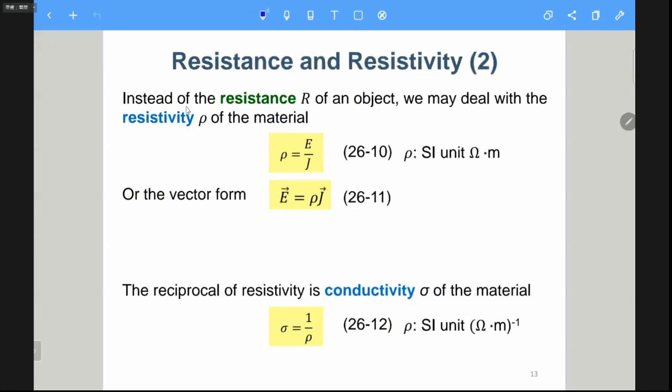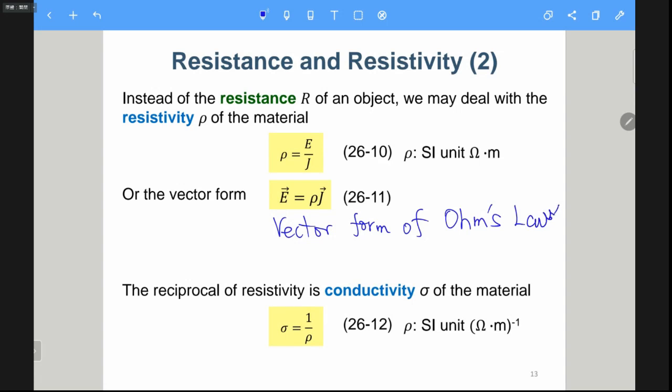So here we also introduce another variable called resistivity. Just now resistance is R; resistivity we denote as rho. So rho is E over J. Or if you write it in vector form, it is E vector equals rho times J. This is called the vector form of Ohm's law.